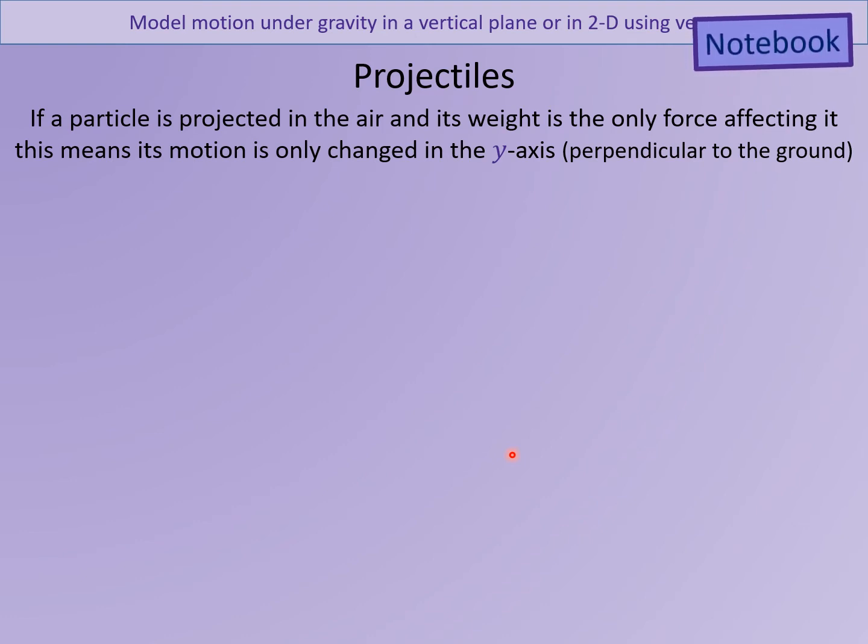So if a particle is projected in the air and its weight is the only force acting on it, so it's got a weight, and because it's got a weight, gravity is pulling it down. That's the only thing affecting it. There's nothing to do with air resistance, there's nothing to do with spin or anything like that. It's just gravity that's pulling it down. And what that means is that you're only changing the y-axis. Nothing in the x-axis changes at all.